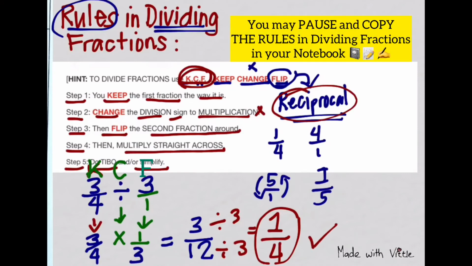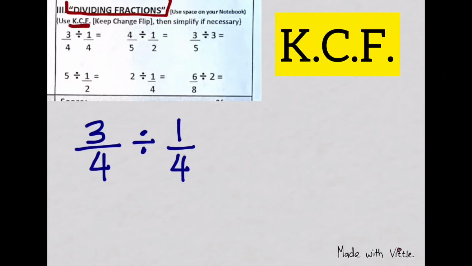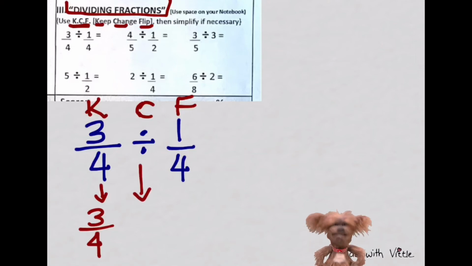So let's try and have some more examples in dividing fractions. Okay, so let's have an example. 3/4 divided by 1/4. So we're trying to divide fractions. The rules, again, you have to use KCF. Keep, change, flip. So you have to write down the KCF. That's what I always tell my students. So the first number or the first fraction, you keep it the way it is. And I tell them to write it down there. Then you do it step by step. The division sign, change it to multiplication.